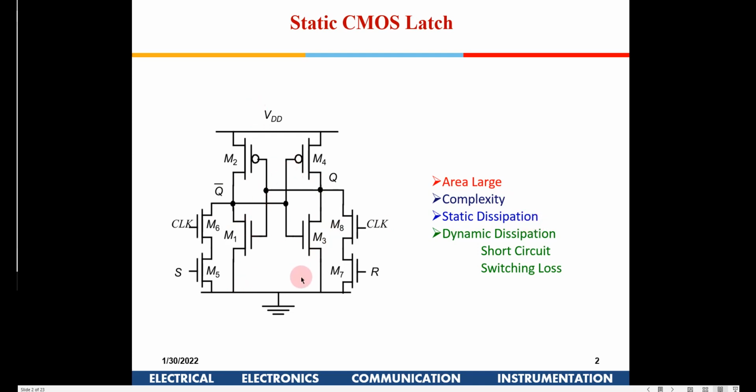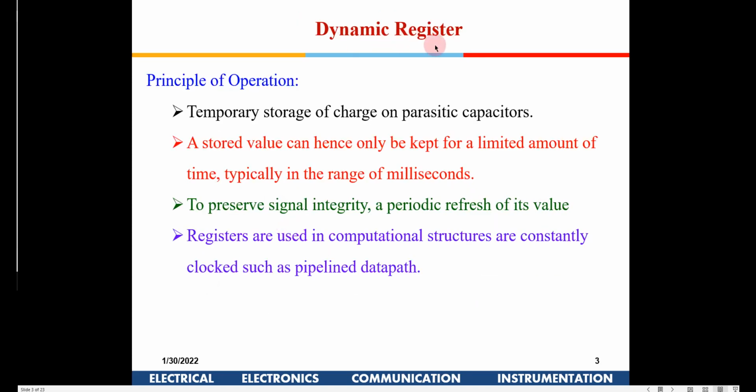Obviously there are paths between VDD and ground through the off transistors, and if you see here, multiple paths are available, right? So you will find static dissipation is high. Dynamic dissipation, again short circuit loss, switching loss, all these are a drawback of any static circuit. So the same drawbacks are there in a static CMOS latch or a static CMOS register. Okay, so we have something known as a dynamic register.